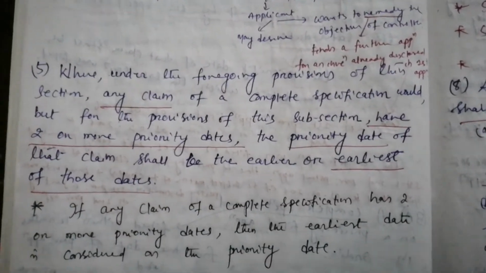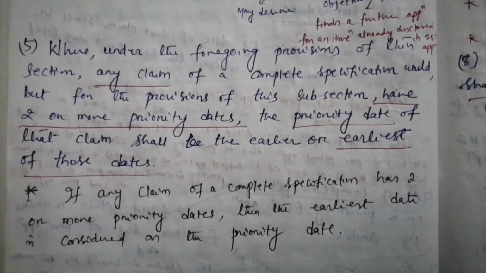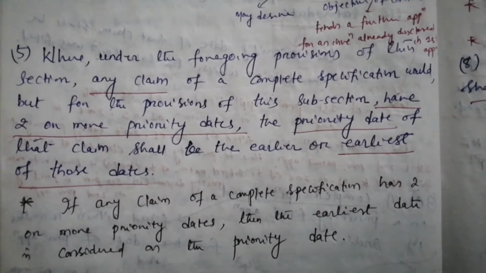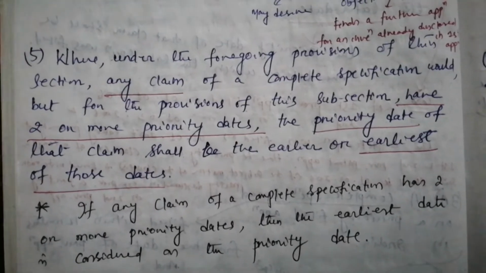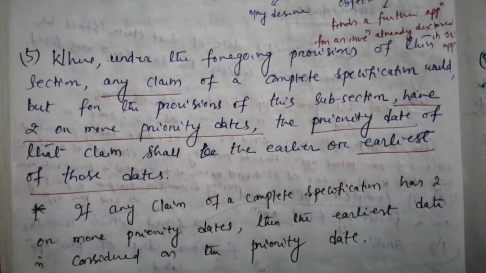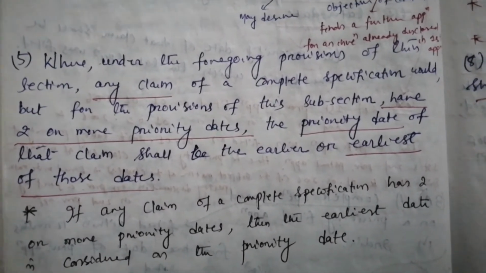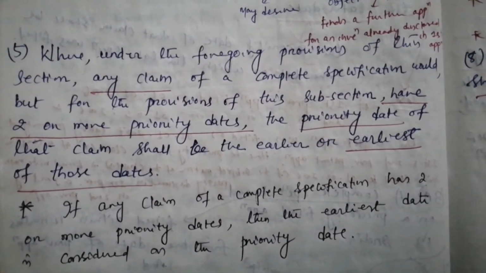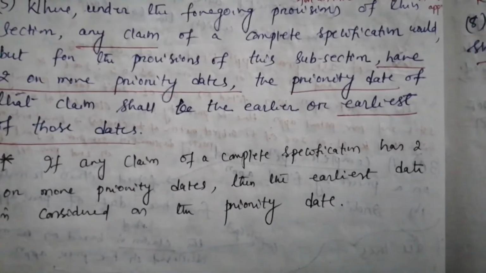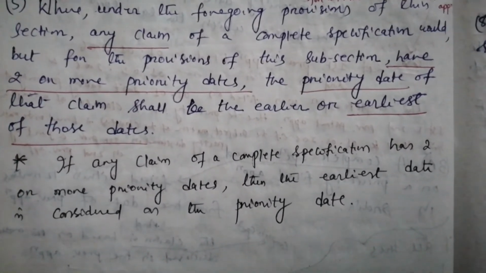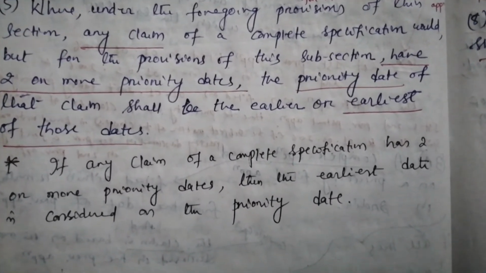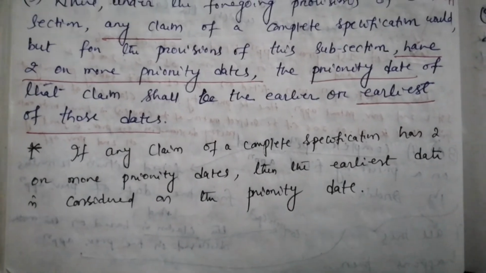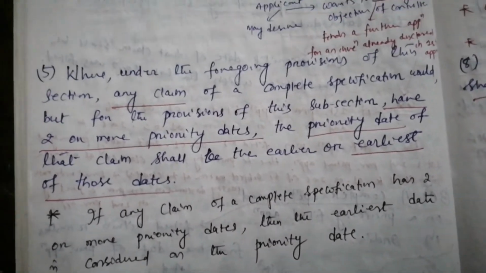Subsection 5 says, where under the foregoing provisions of this section any claim of a complete specification would, but for the provisions of this subsection, have 2 or more priority dates, the priority date of that claim shall be the earlier or earliest of those dates. That is, if any claim of a complete specification has 2 or more priority dates, then the earliest date is considered as the priority date.